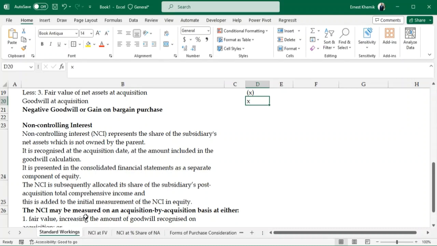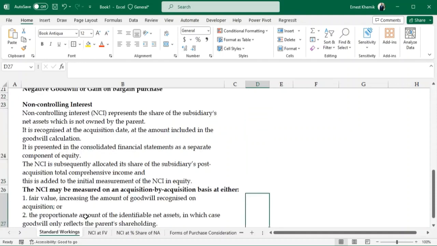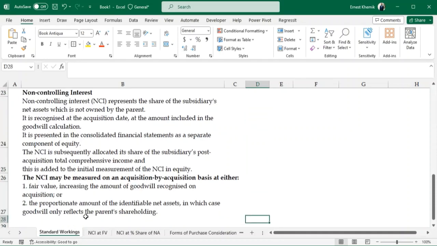Alright, so that is it. So we continue with the non-controlling interest. Now the non-controlling interest, according to IFRS 3, is measured in two ways. We measure it on an acquisition by acquisition basis. That is, when you acquire a part of the business, you measure non-controlling interest. When you acquire another part, you measure non-controlling interest. That is the acquisition by acquisition basis.